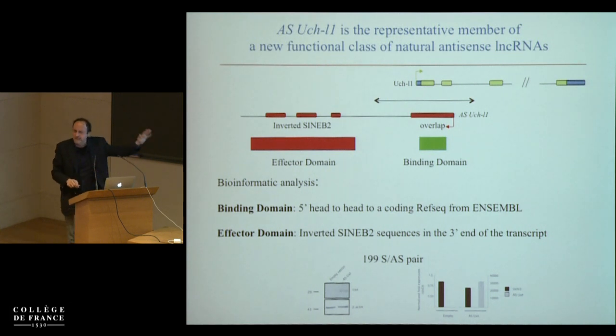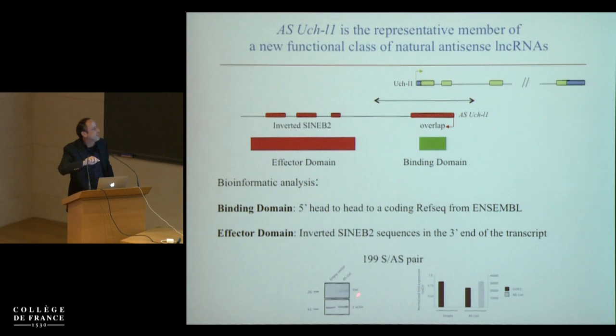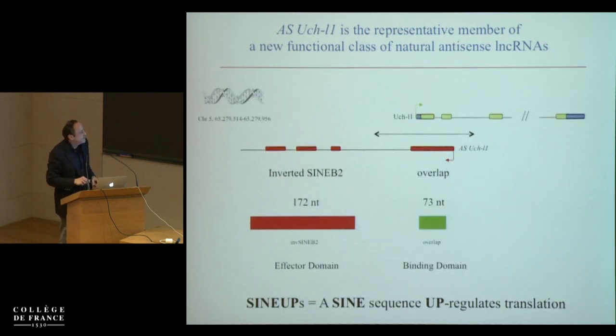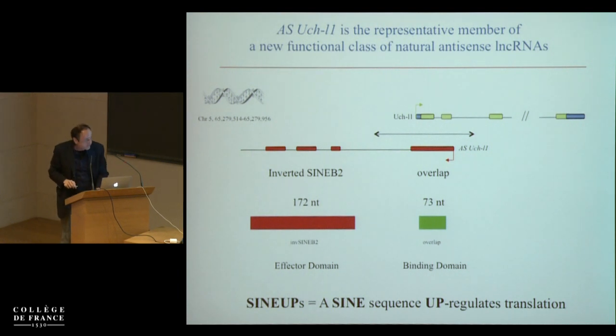We have now validated more than 10 of them. We studied a sense-antisense pair that is expressed in MN9D dopaminergic cells. We cloned and transfected the full length of the antisense, and again, no change in UXT mRNA level, but increasing protein level. So we decided to call this class of natural antisense long non-coding RNAs SINEUP, because through the activity of a SINE element, they upregulate translation.